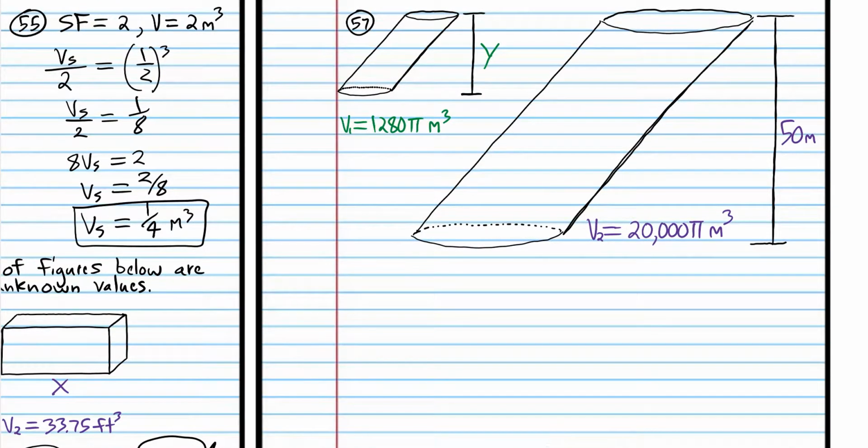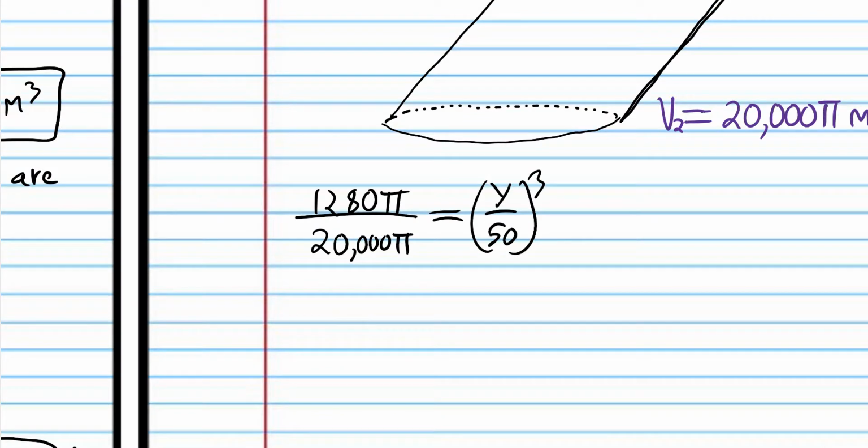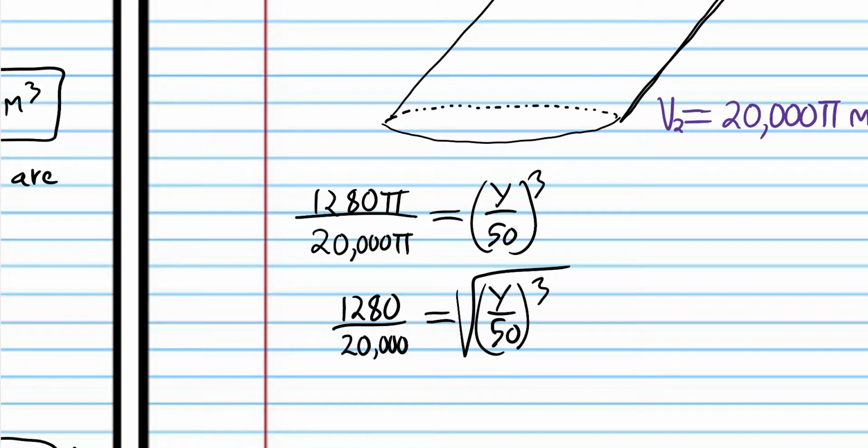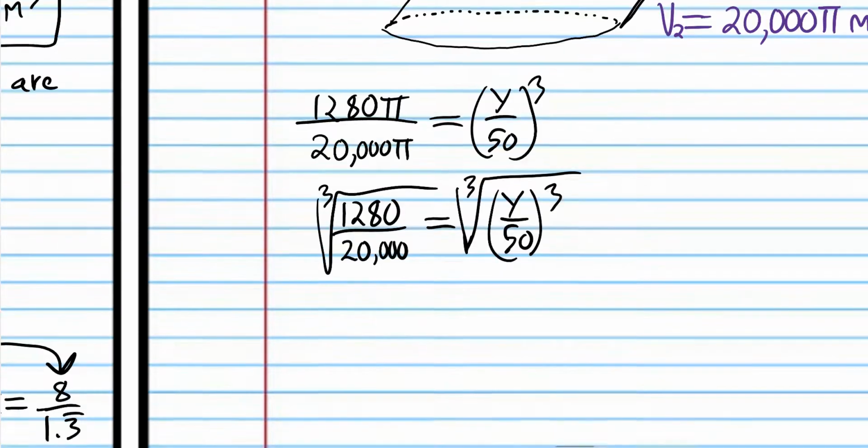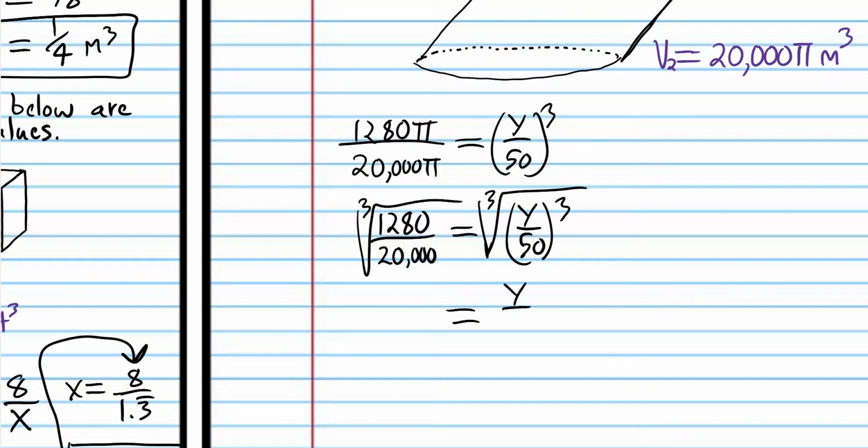So the volume of the first one, which I left as a multiple of pi just to make things easier, divided by the volume of the other shape, is equal to the ratio of the sides cubed. I can actually get rid of the pi's. The pi's are just going to cancel out. So we have 1280 over 20,000. And so we're going to cube root everything to get rid of that cube. So cube root both sides, and that gets rid of the cube on the right side, so we have y over 50.